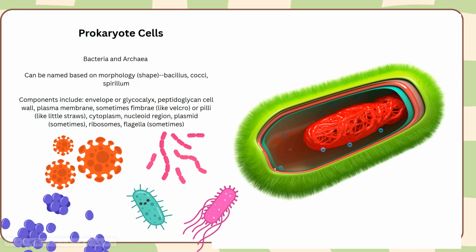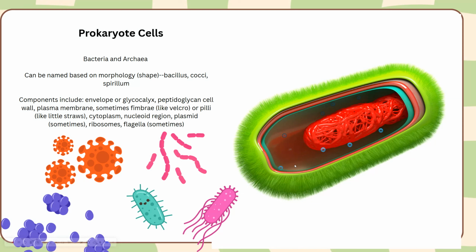Sometimes outside of our prokaryotic cells, we have fimbriae. They're sort of like Velcro projections to help stick the bacteria or archaea in place or to each other. There's also pili, which are like little straws or tubes that allow for reproduction, where we can give DNA to a different prokaryotic cell. Then inside of that plasma membrane, we will have the cytoplasm, which is the goopy stuff with all of the floating around components.